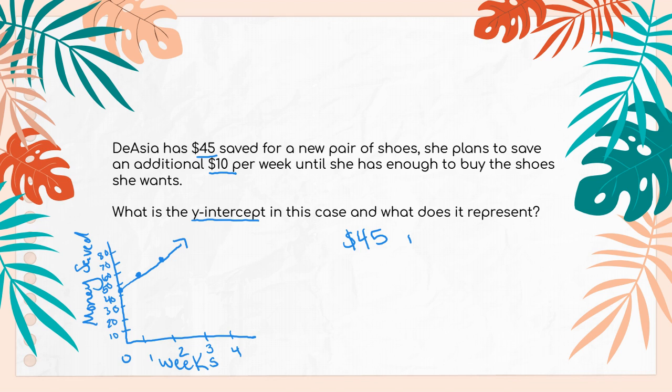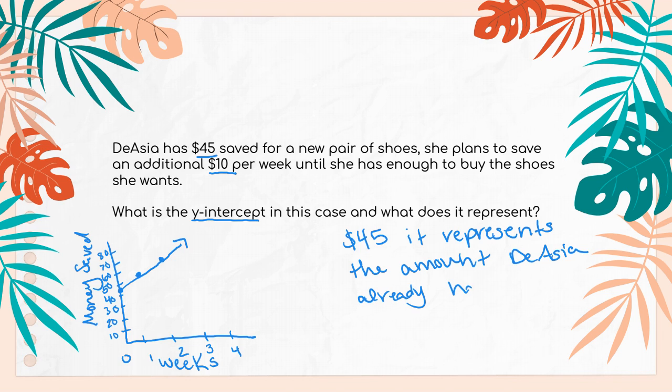And in this case, it represents what? The amount of money Deasia already has saved. So it's the amount that she starts with. Remember that initial cost or that initial value? So Deasia already has $45. So that's where we start at for our savings. And then she's adding $10 per week. So it's going up by $10 a week, but the amount she already has is 45, which would be the y-intercept. And it represents the amount of money she already has saved.